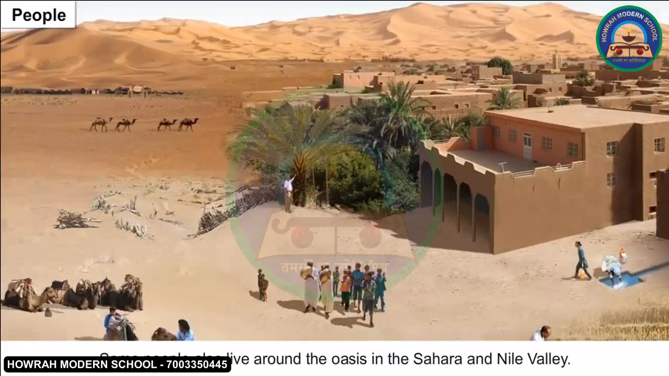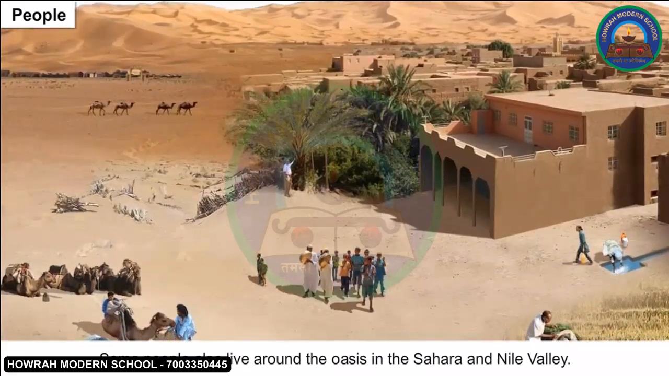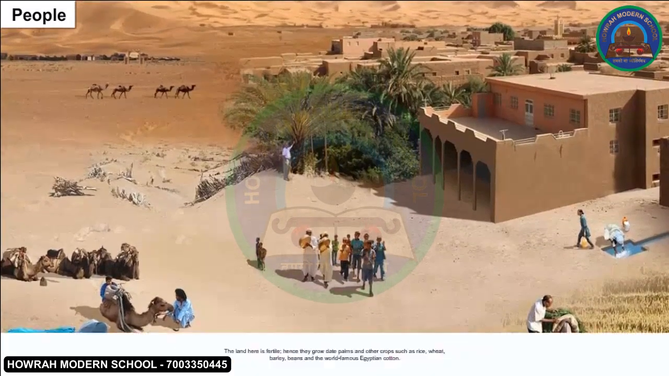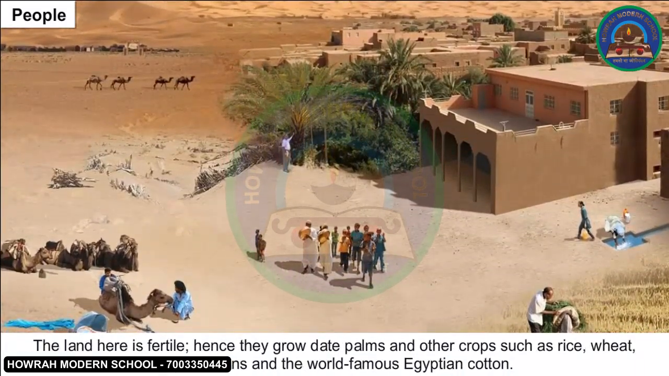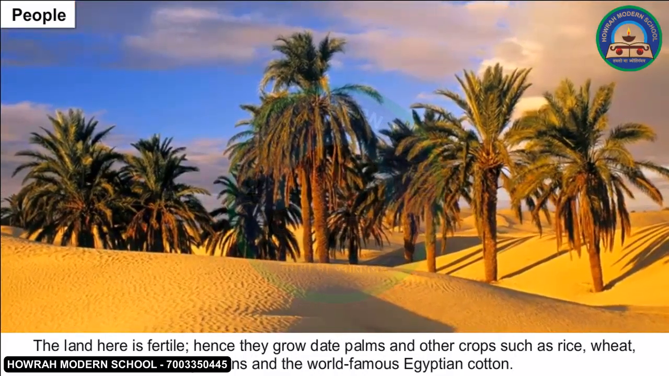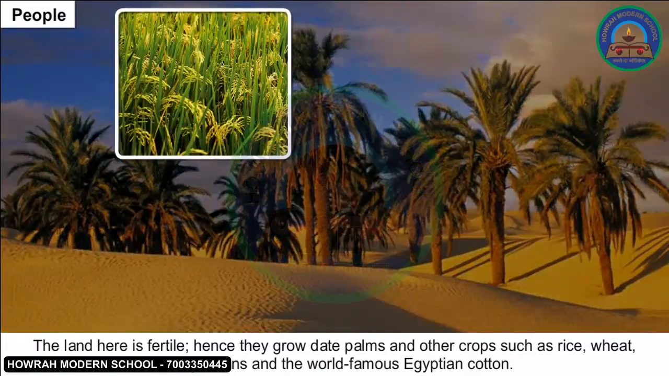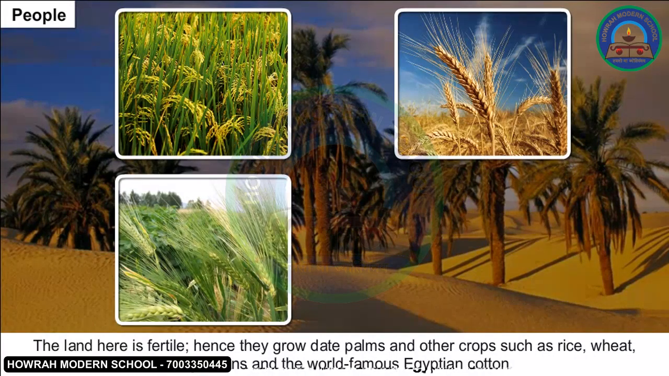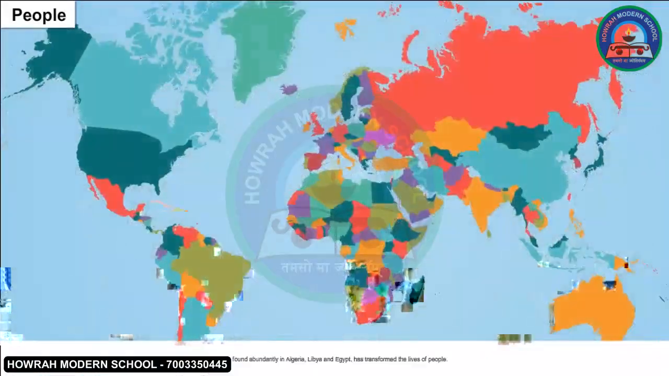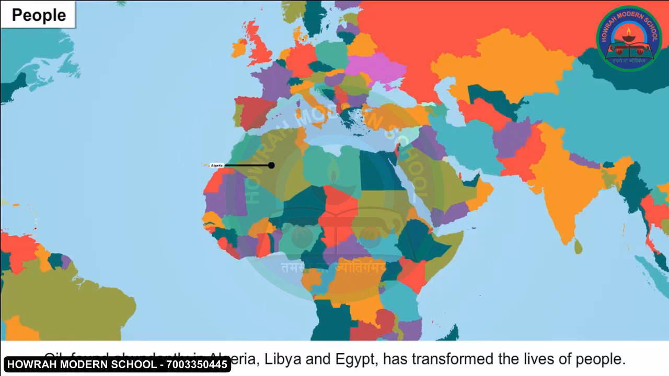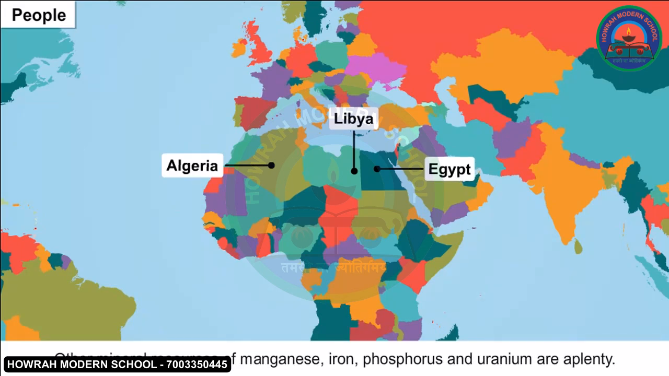Some people also live around the oasis in the Sahara and Nile Valley. The land here is fertile. Hence, they grow date palms and other crops such as rice, wheat, barley, beans, and the world-famous Egyptian cotton. Oil found abundantly in Algeria, Libya, and Egypt has transformed the lives of people. Other mineral resources of manganese, iron, phosphorus, and uranium are plenty.